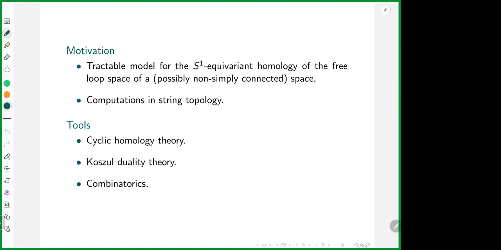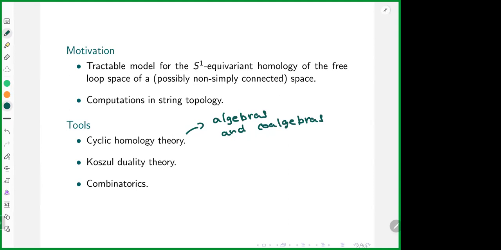Now, the main tools that we use for this project are cyclic homology theory. So cyclic homology theory is a homology theory that was developed for algebras and coalgebras. Right, and it has many generalizations, but initially it's a type of homology theory that was developed for algebras. Another thing that we'll see heavily today is Koszul duality.